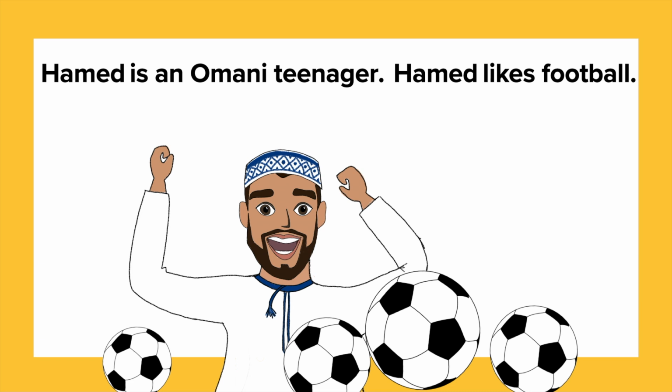So I can use who to combine these into one more interesting, complex sentence. Hamid is an Omani teenager who likes football. Who likes football is my relative clause. My relative pronoun who refers to my subject, Hamid, and because that's a person, that's why I'm using who.